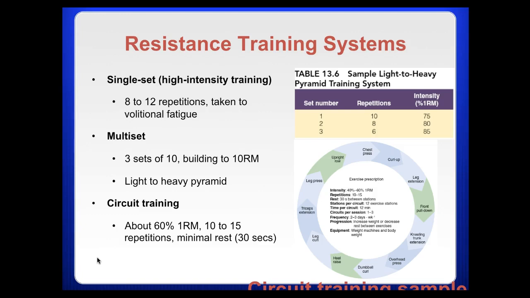Lastly, we have circuit training. This helps to increase muscular strength and local muscular endurance. And it also helps to improve your cardiorespiratory fitness that we talked about in our first week. You could start with 1-minute rest between exercises and gradually reduce the rest until you are in the desired range that your body has adapted to. You also want to make sure you are at about 60% of 1 RM, with about 10 to 15 repetitions.